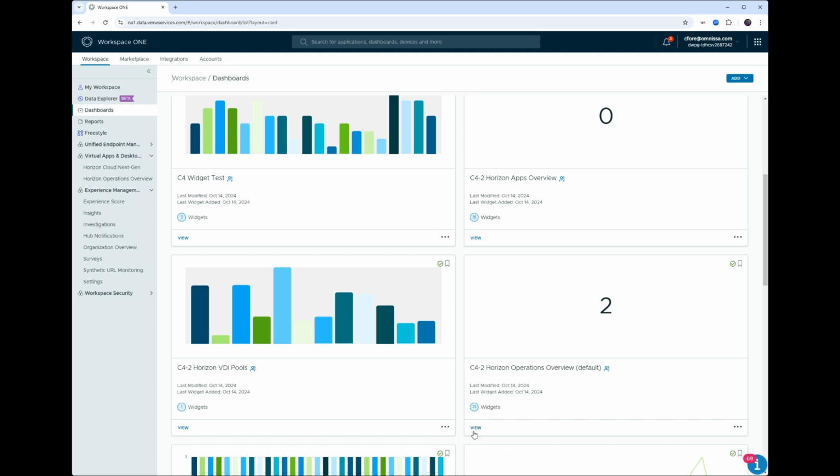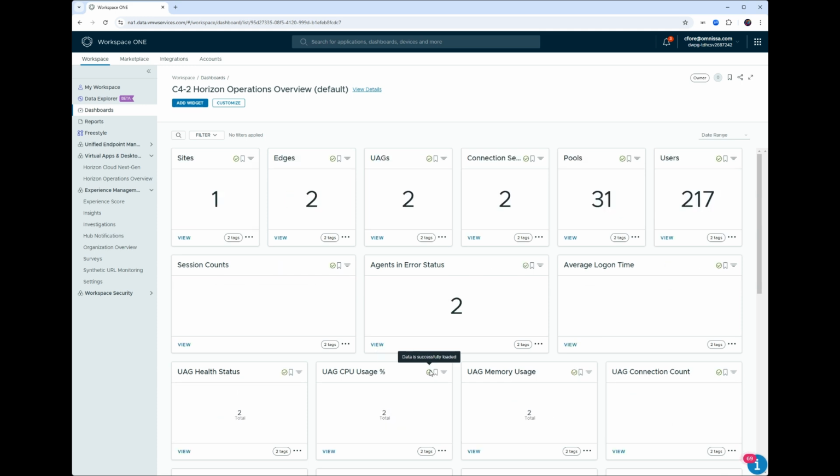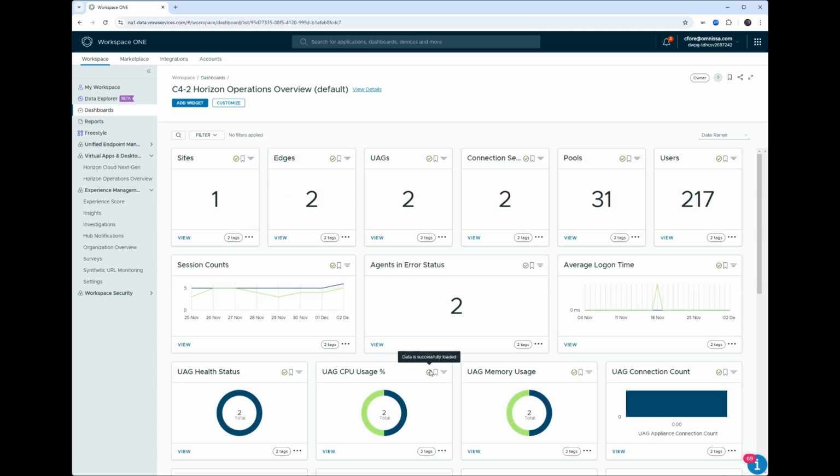So to do that, I'm going to jump into the Horizon Operations Overview dashboard, and I want to talk through some of the features that the dashboard has and how you can incorporate some of these design features into your dashboards as you start building them out. So usually when I'm talking to customers about building a new dashboard, the first thing we need to decide is what is the purpose of the dashboard.